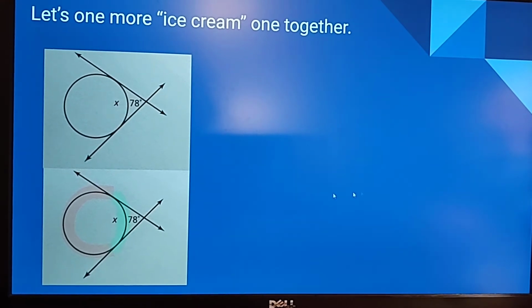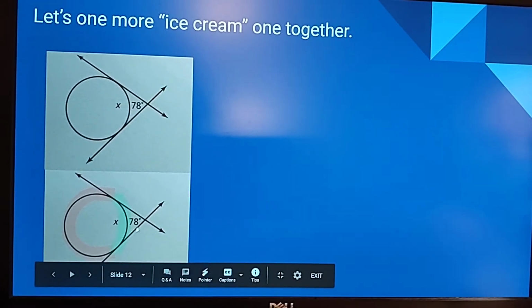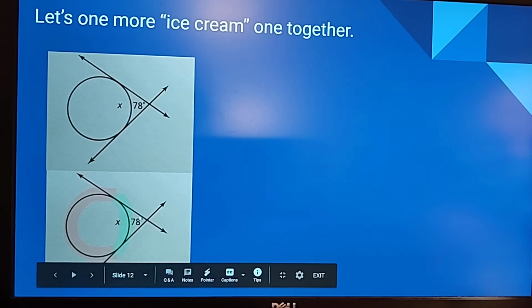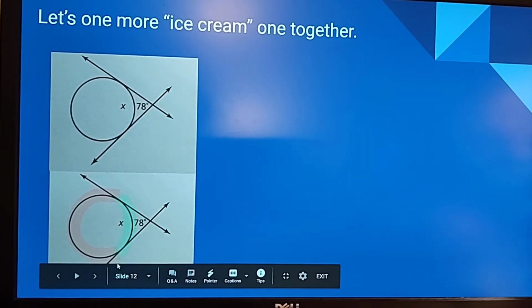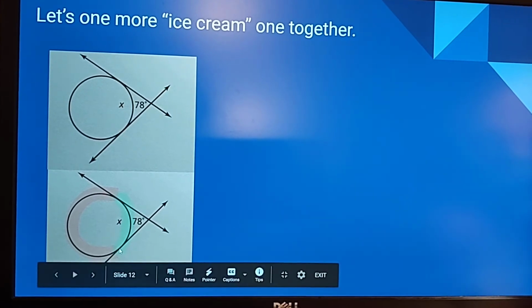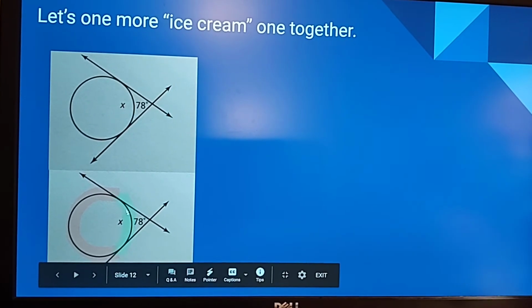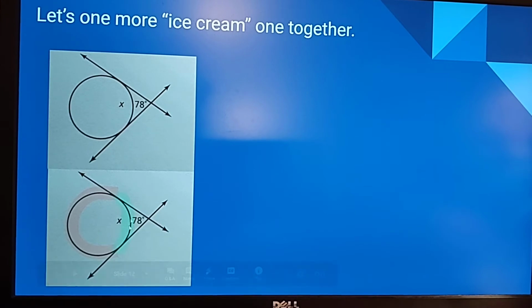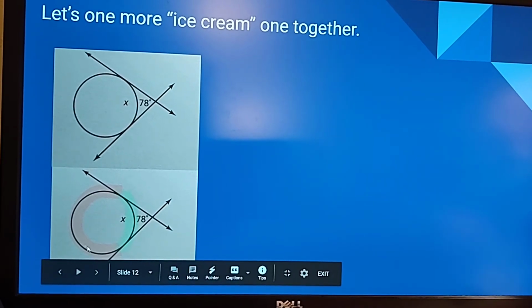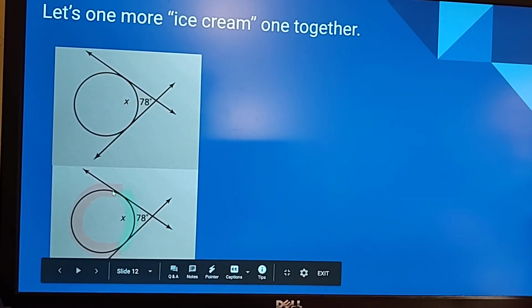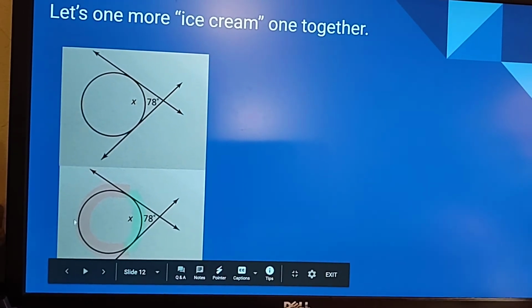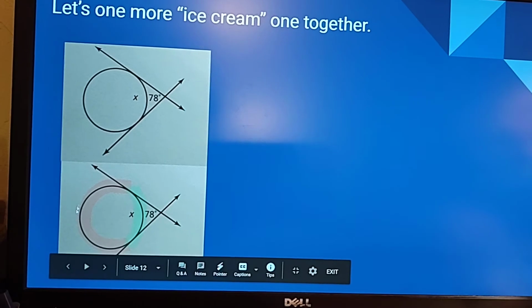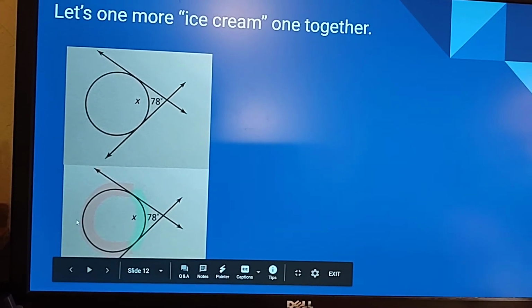Okay, so I'm hoping this highlight will help. Let's take a look. The 78 is this angle right here. Now, I made the large intercepted arc red for you and the small intercepted arc green. We know the small intercepted arc is X, but how big is this red intercepted arc? Well, if the whole circle is 360, this arc must be 360 minus X. So I'm going to think of this red arc as 360 minus X.